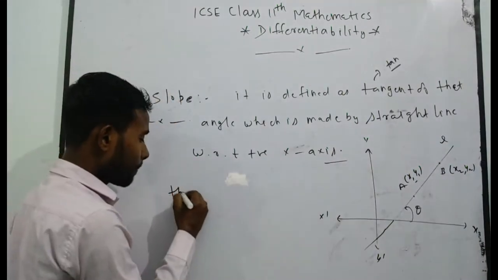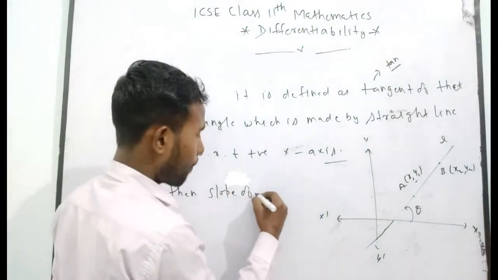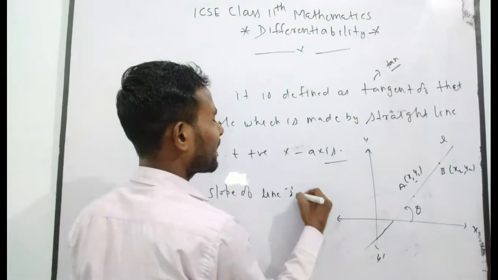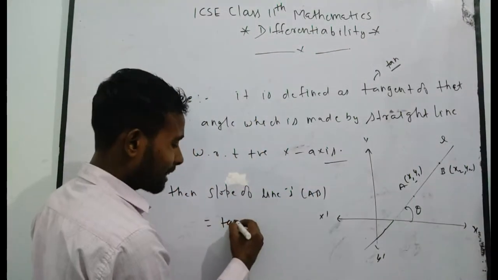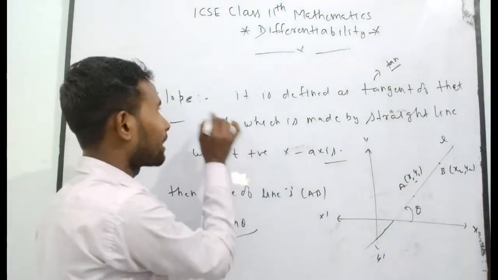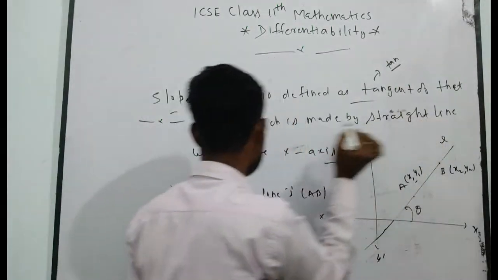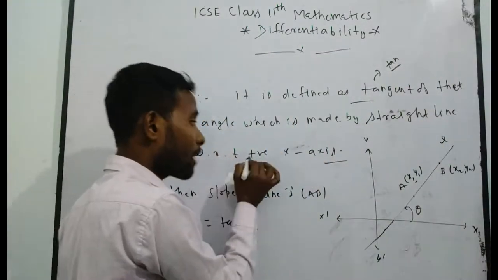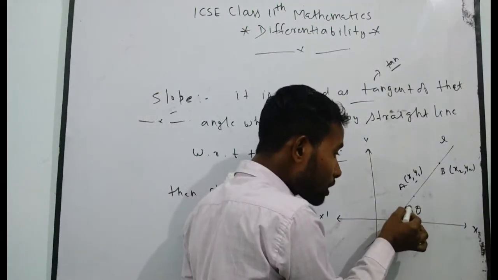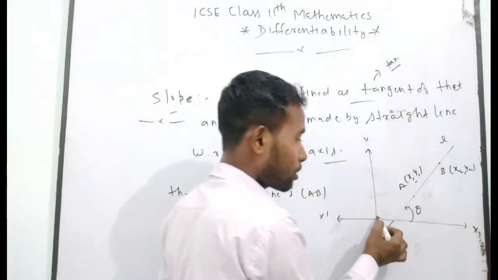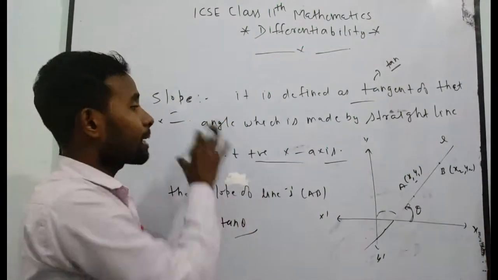theta. Then the slope of line L, you can take AB, line L will be tan theta, because I have already defined slope as the tangent of that angle which is made by a straight line with respect to the positive x-axis. This angle is measured with respect to the positive x-axis. Don't take it in any other way. It is always measured with respect to the positive x-axis. This is the concept of slope.